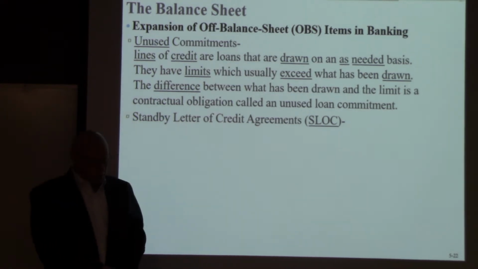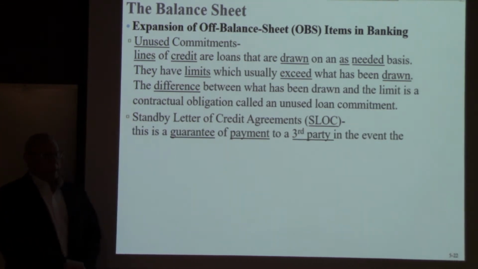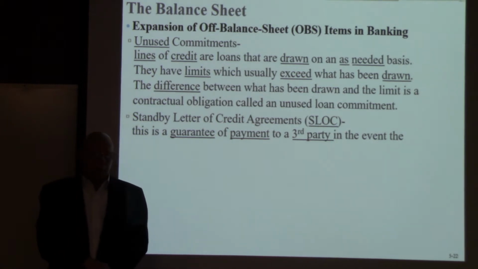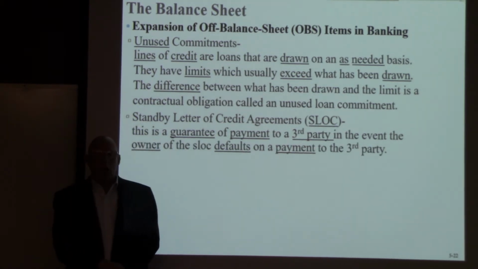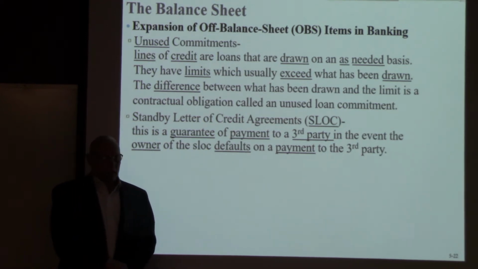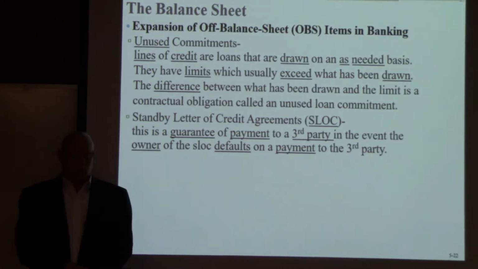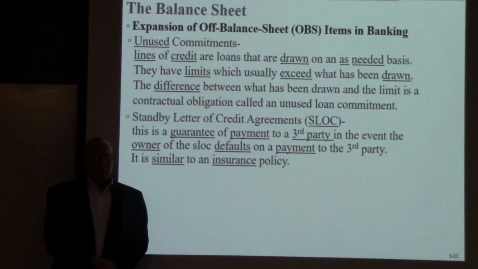Then here's this thing called a standby letter of credit agreement, which is very similar to a banker's acceptance. This is when a bank guarantees payment to a third party in the event the owner of the SLOC, standby letter of credit, defaults on a payment to the third party. So it's a guarantee of a payment, and it is a type of insurance policy.